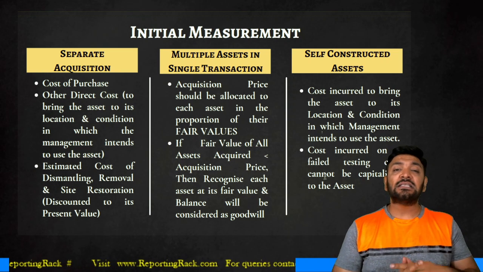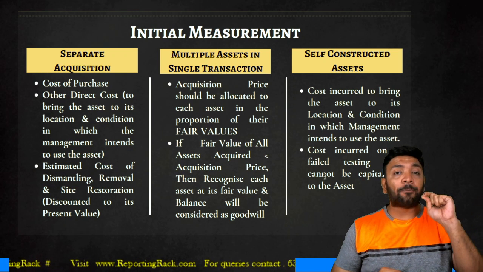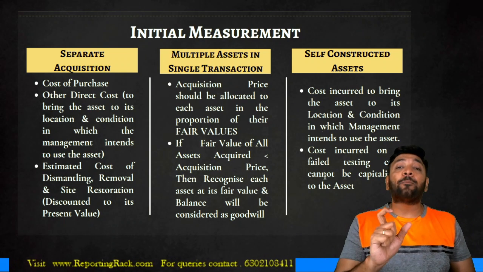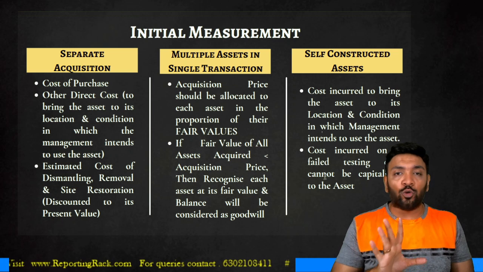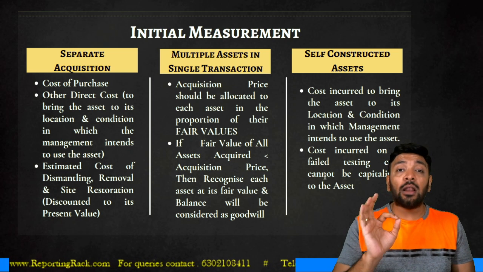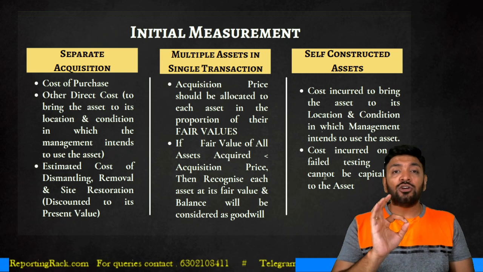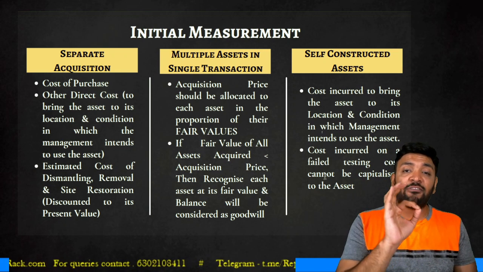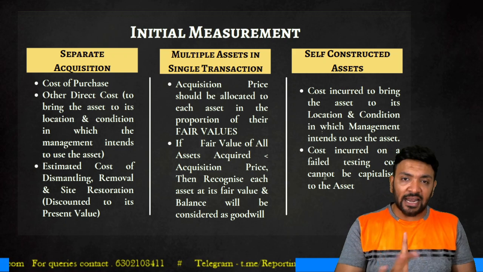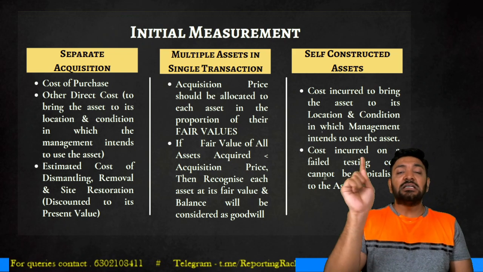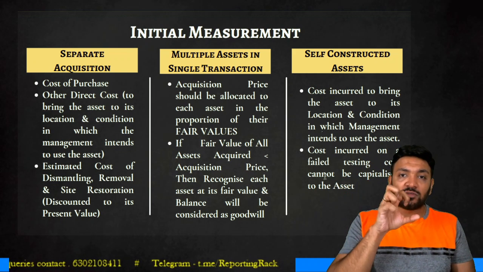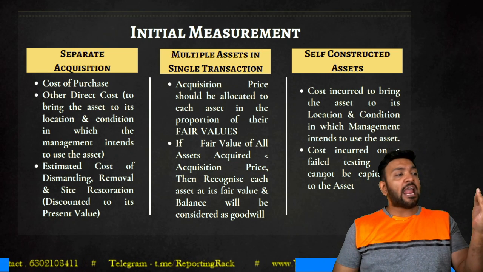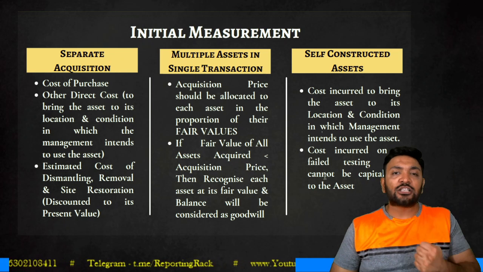In such cases, I will have to allocate the purchase price to each asset acquired in the proportion of their fair value, provided the sum of all fair values of the assets acquired is less than the purchase price. A, B, C, D, four assets together were purchased.